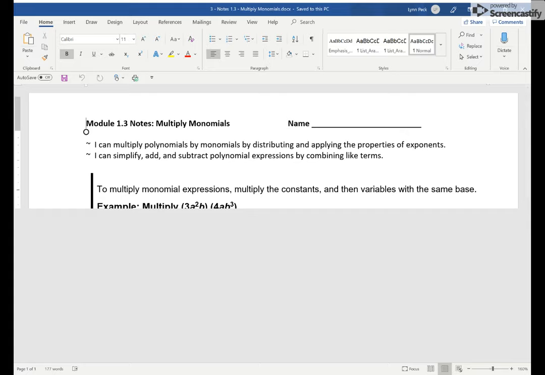Then I got negative 20m and negative 6m. That's negative 26m. And then this 10 doesn't have like terms. It just goes at the end. Always look and make sure you're in standard form, highest degree to least, with that constant at the end.